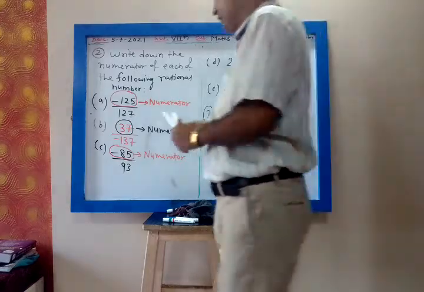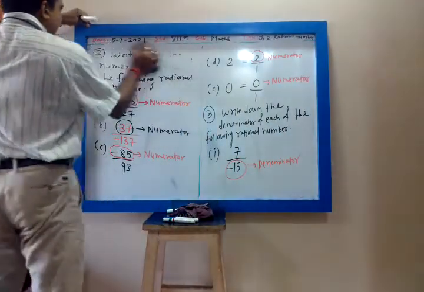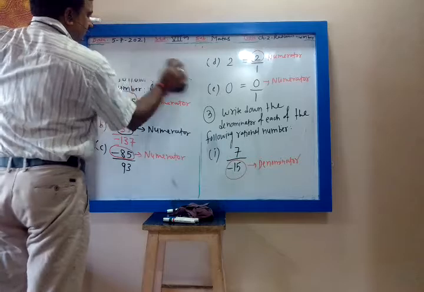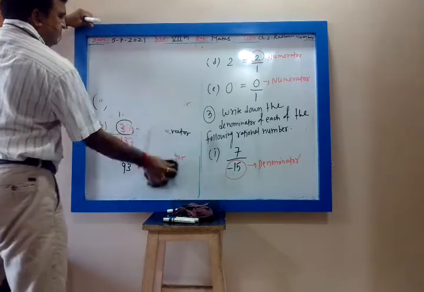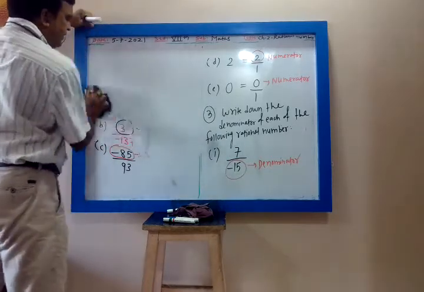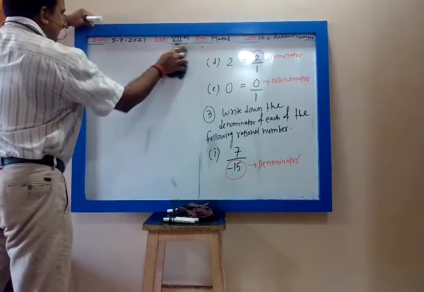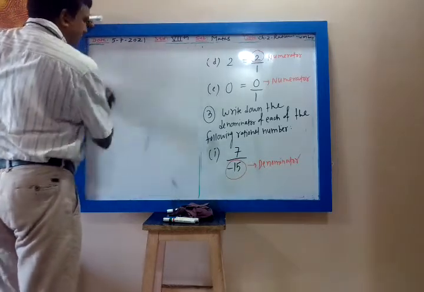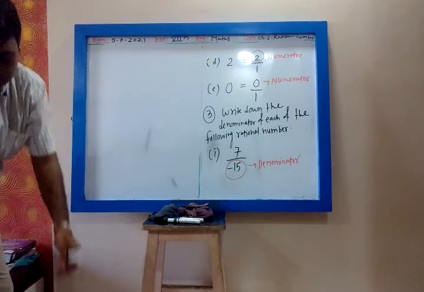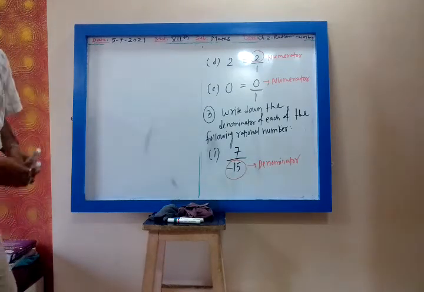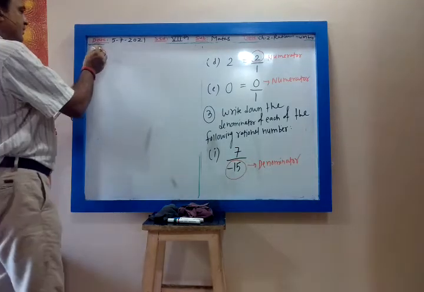Denominator means lower part. Numerator means upper part. Any rational number will have numerator and denominator both. Numerator is the upper part of that rational number. Denominator is the lower part of that rational number. That's all.